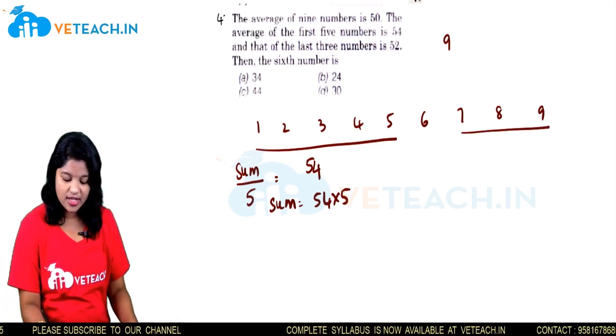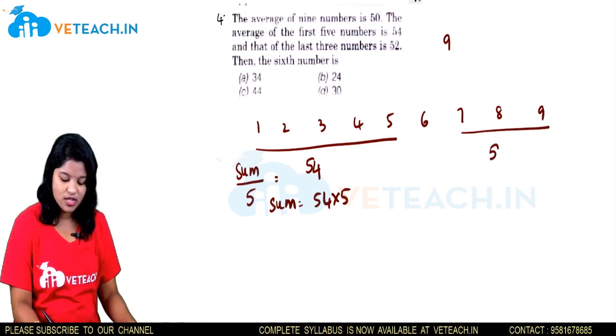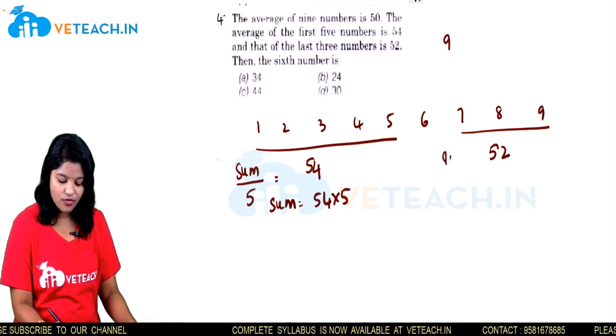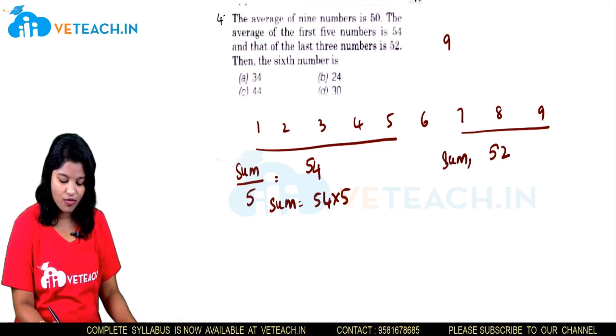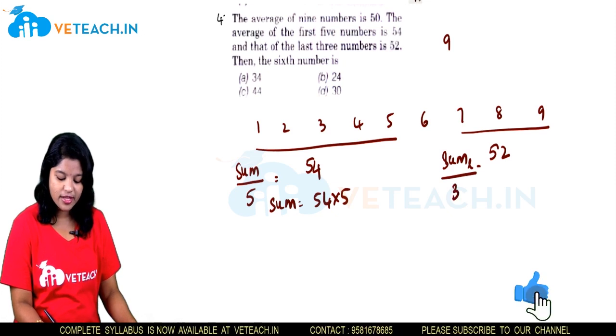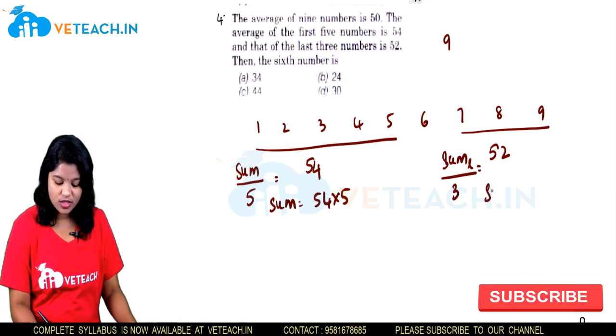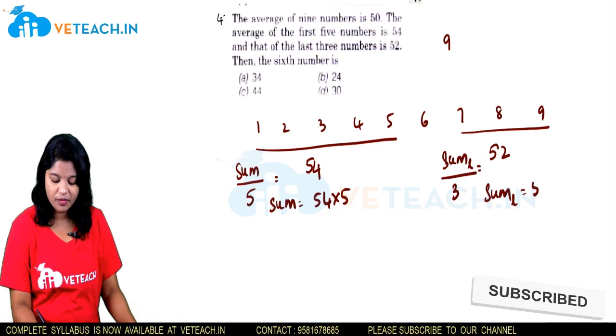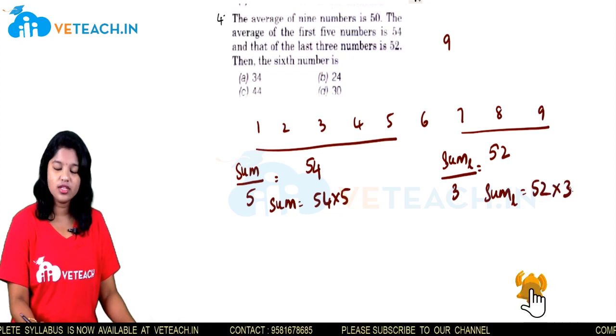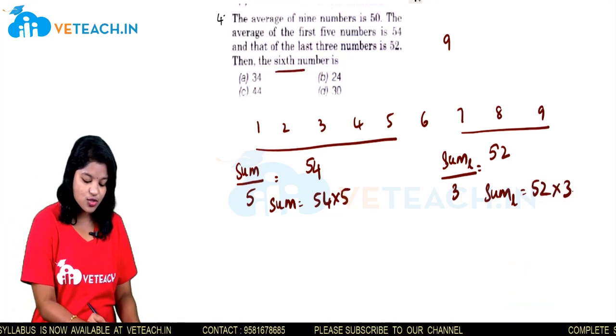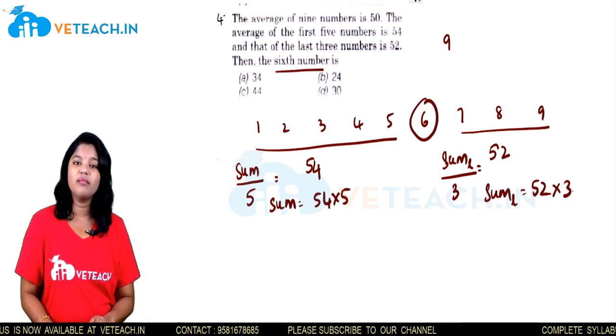That means 7, 8, 9. The average of the last 3 numbers is 52. So the sum of the last 3 numbers divided by 3 is equal to 52, so the sum of the last 3 numbers is simply equal to 52 into 3. Now they have asked us to find the 6th number, that is the remaining number.